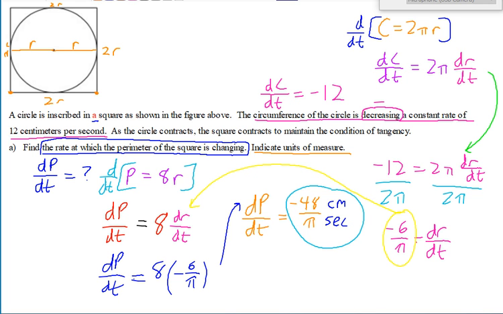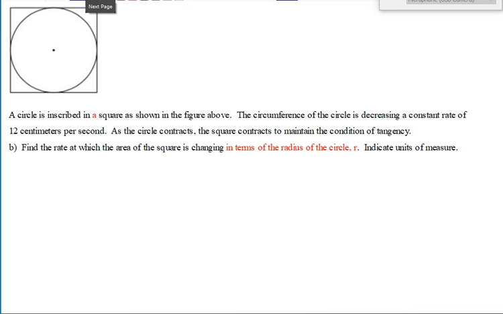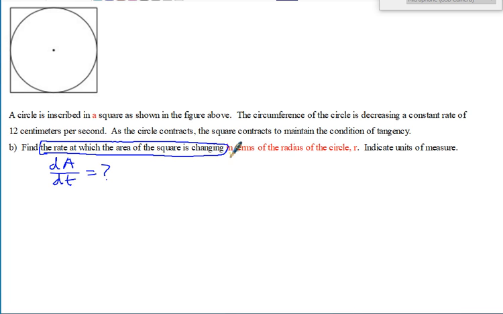All right, let's take a look at the same overall problem, but part B asks for something a little bit different. It asks to find the rate at which the area of the square is changing. So in part A we were trying to find the rate of change of the perimeter of the square. Now we're trying to figure out the rate of change of the area of the square. And I apologize, I accidentally left off an important phrase, so you can just add that in there. It should say in terms of the radius of the circle, R. Which means we're not going to get a specific number like we did in part A. Our answer is going to have R in it.